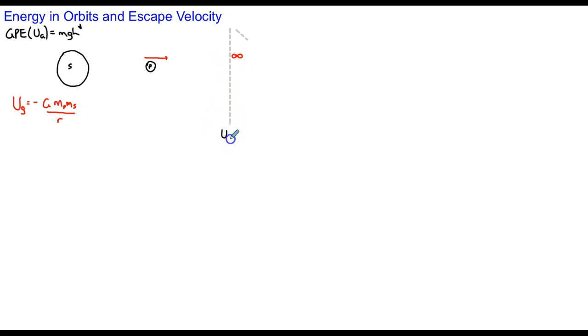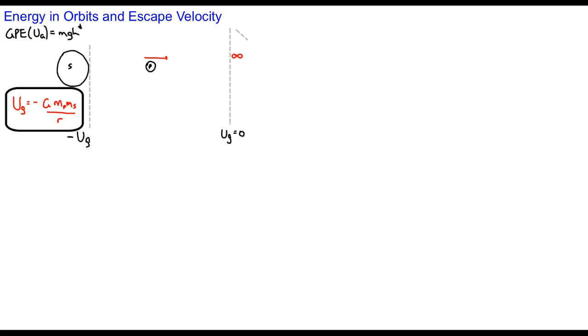So we can say here that U sub G is equal to zero, and at some different plane, as we get closer and closer to the planet, we can say that U sub G would be some large and negative value. So U sub G in this case is going to be negative. Okay, that's just by standard convention. So now we have this new expression that will be given on your equation sheets, but you should be familiar with, that describes gravitational potential energy.